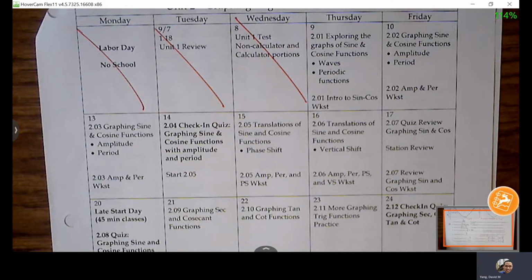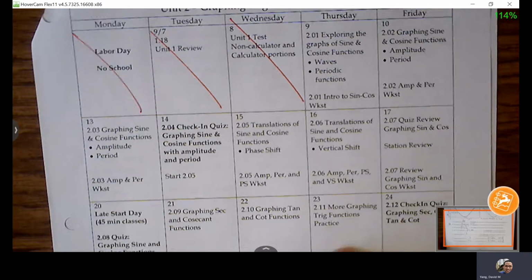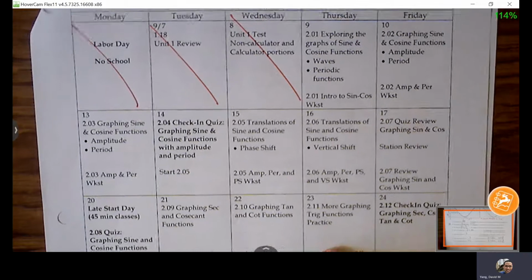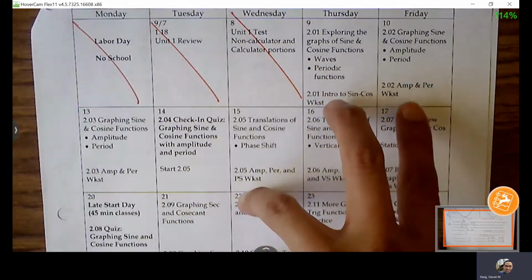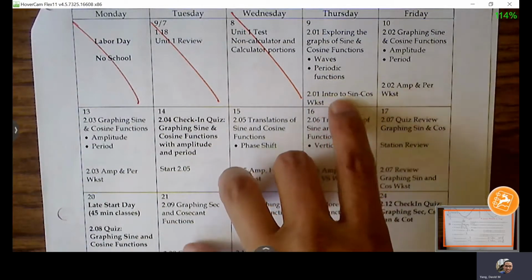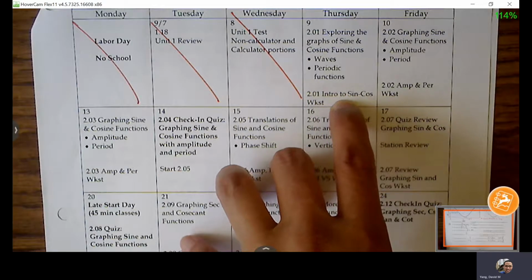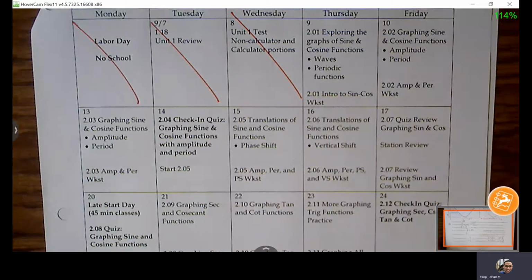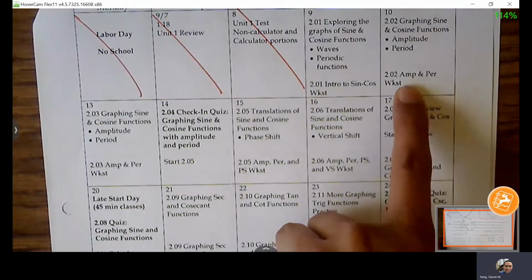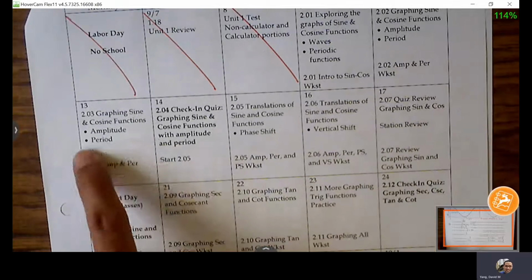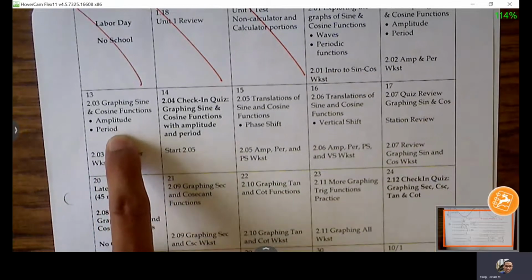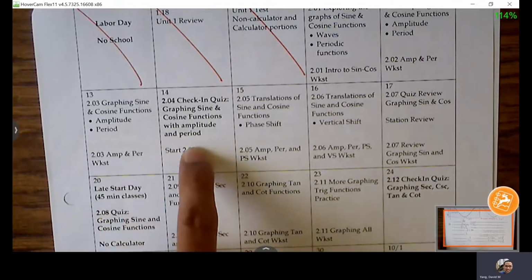Okay, just a little bit of a preview into our unit. We're going to be looking at sine and cosine graphs, seeing similarities but also differences. We'll explore some more sine and cosine tomorrow in terms of amplitude, and review Monday, and then we're just going to have a short quiz on Tuesday. It'll be a check-in quiz.